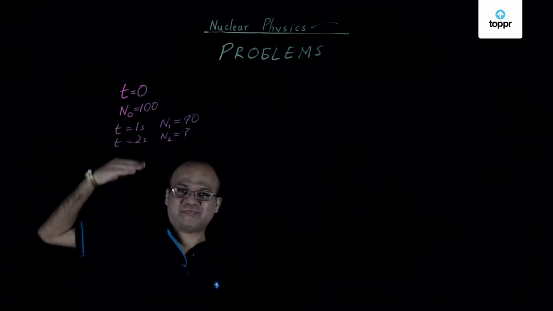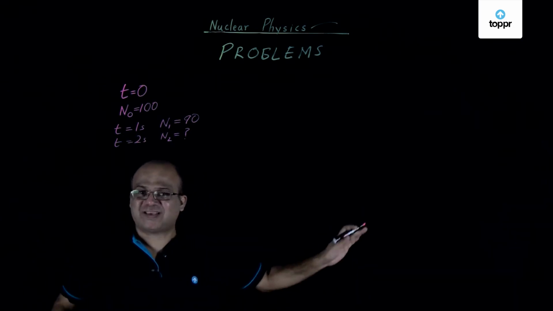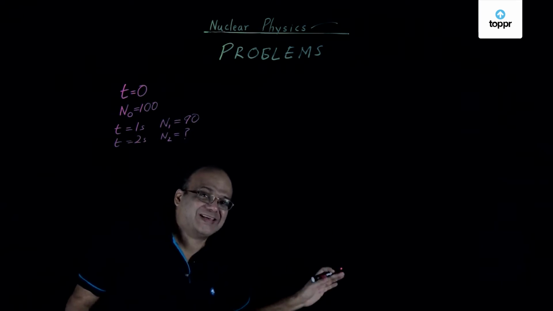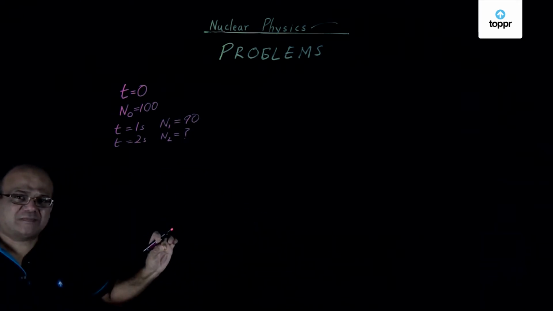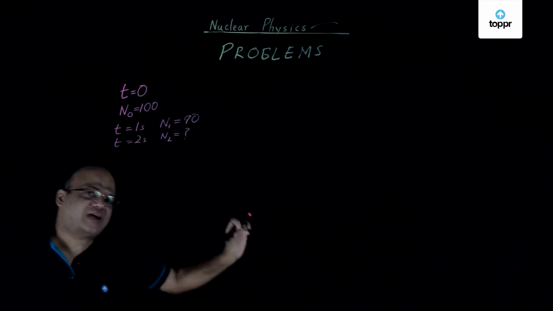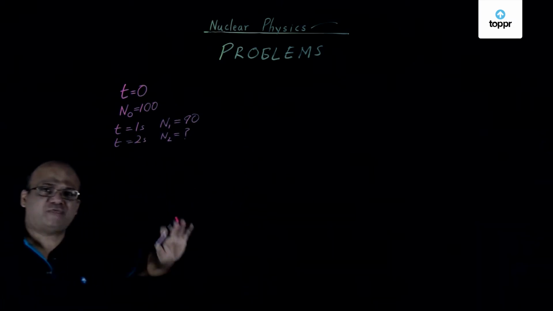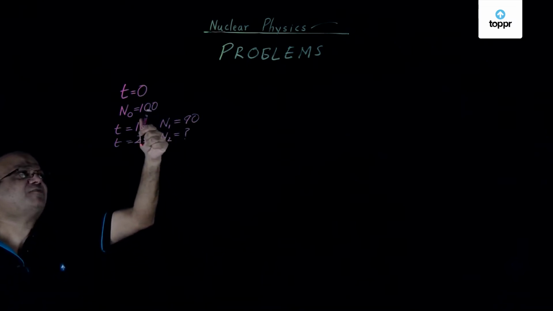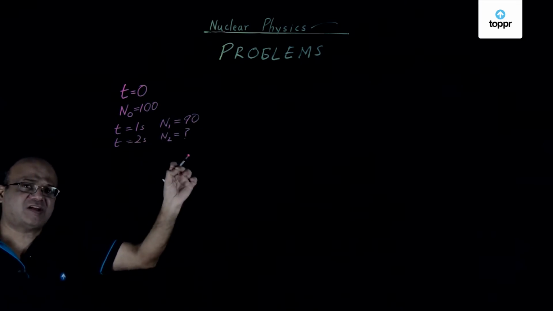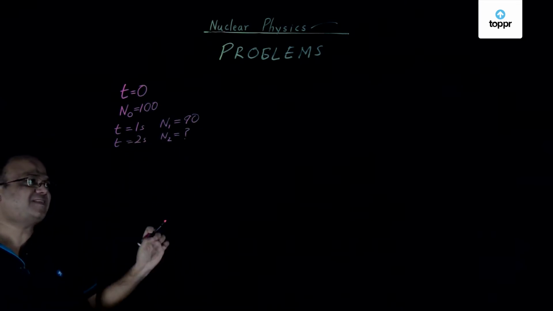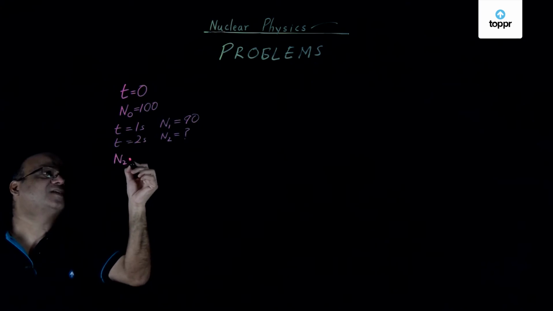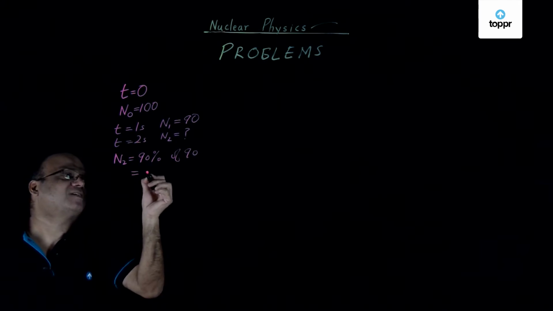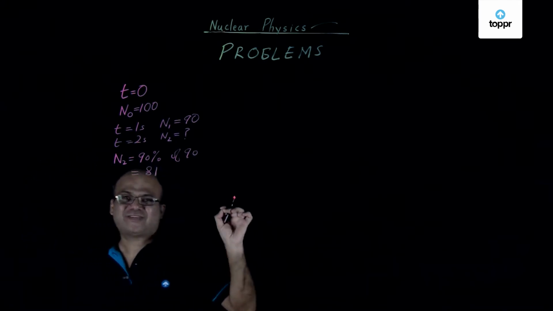Some of you may think that in the first second 10 nuclei decayed, so in the next second 10 nuclei will decay. That is wrong. The answer is not 80. Remember, in equal time, an equal fraction of nuclei decay, or an equal fraction of nuclei survive. So in this problem, in the first second, 90% of the nuclei have survived. So in the next second, 90% of 90, that is 81 nuclei, will survive. That's the easiest way to solve the problem.